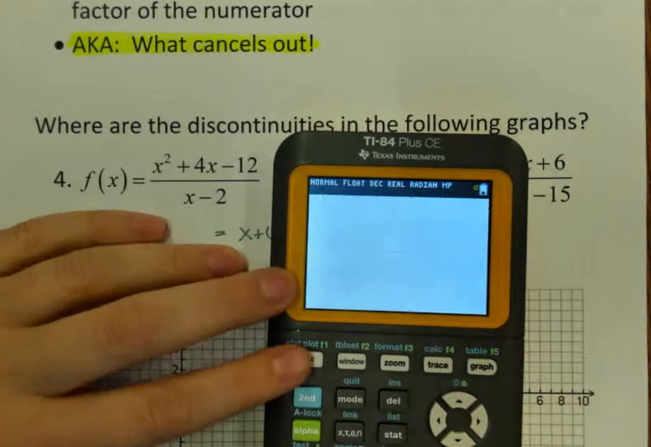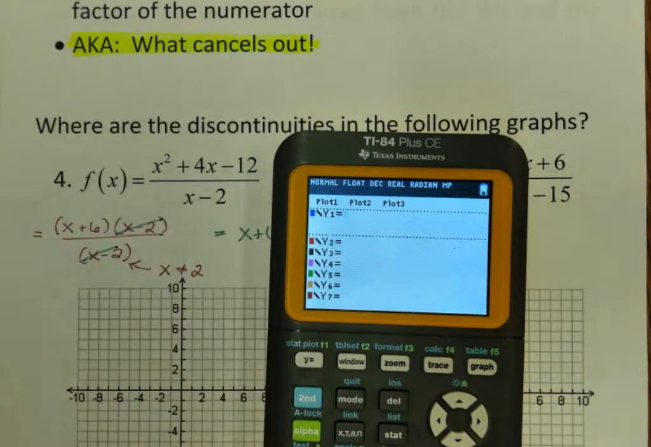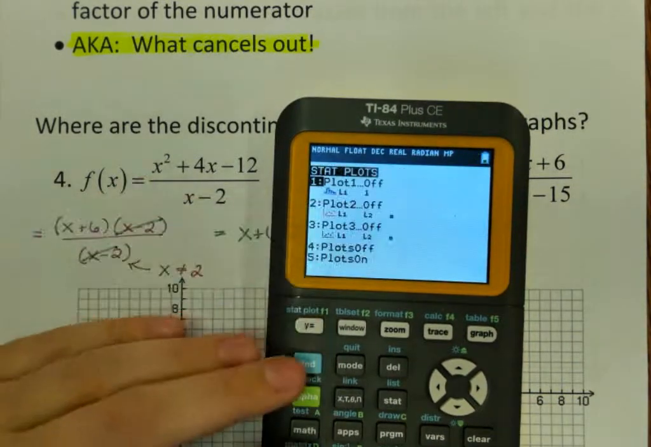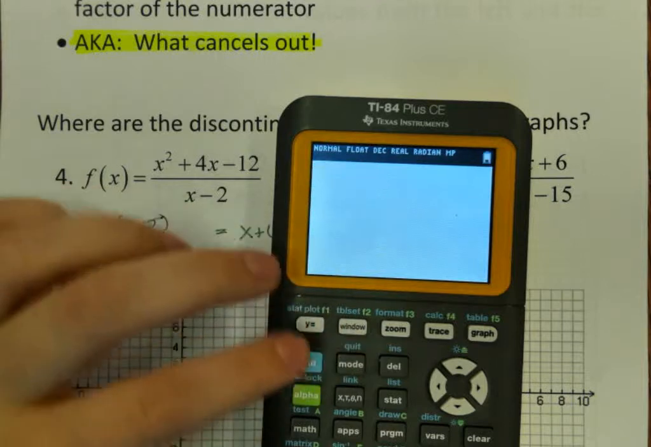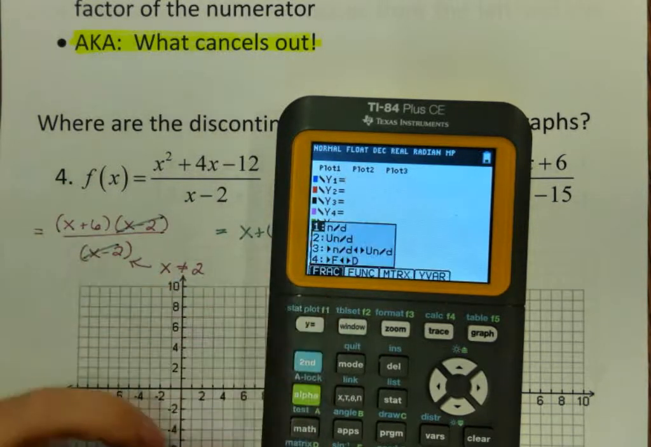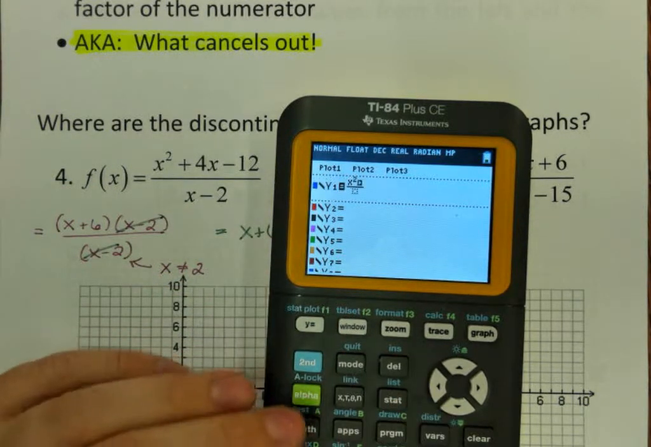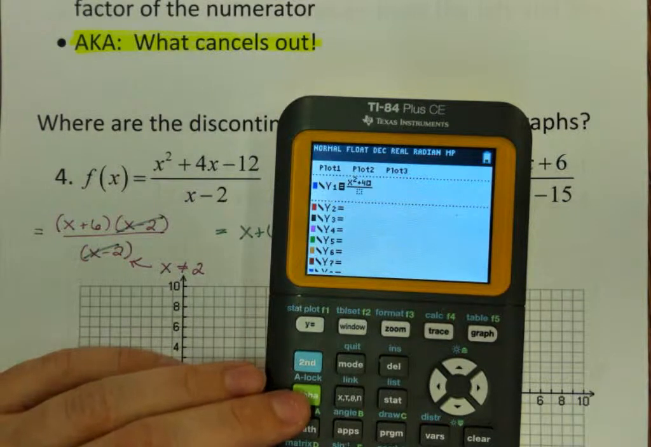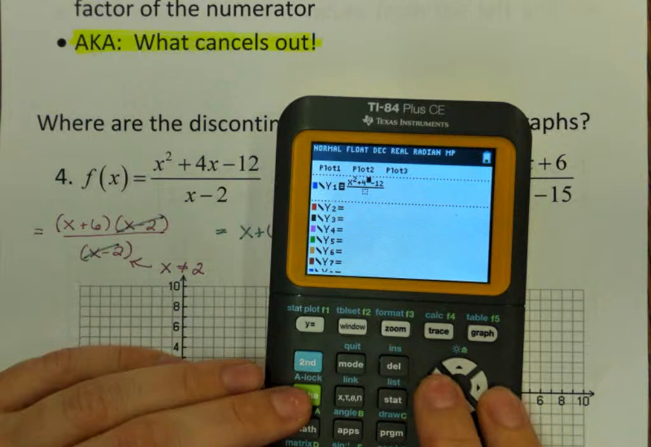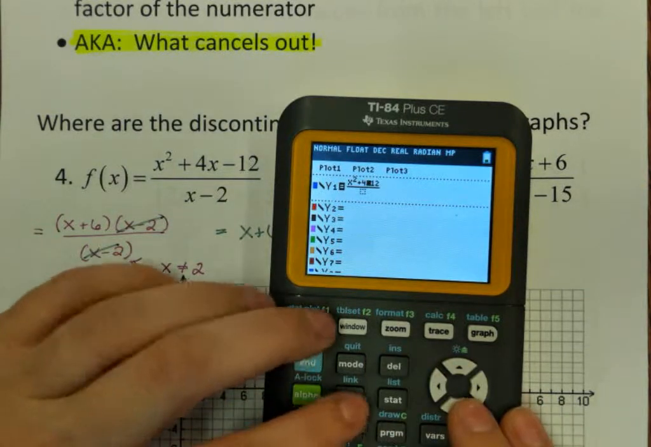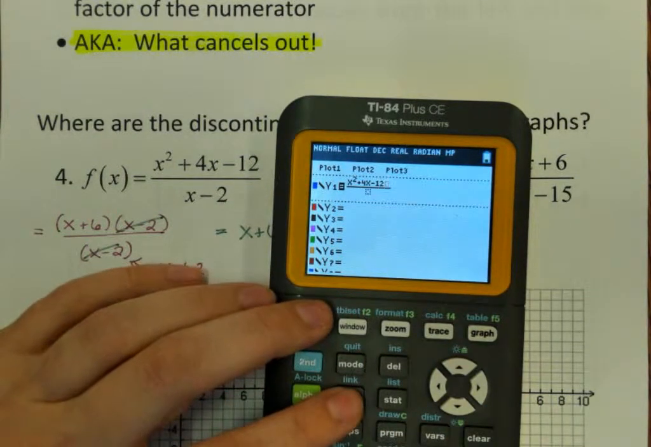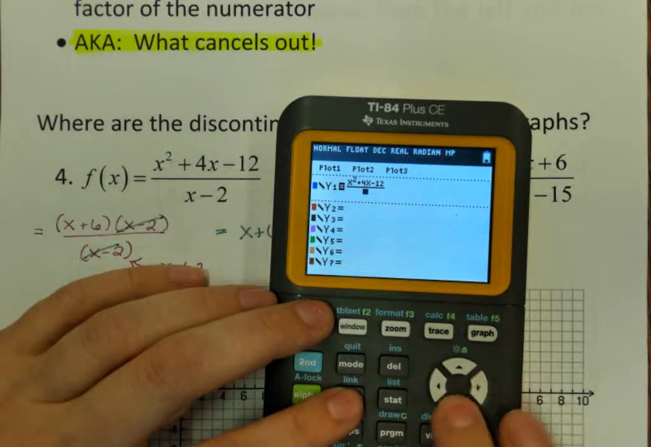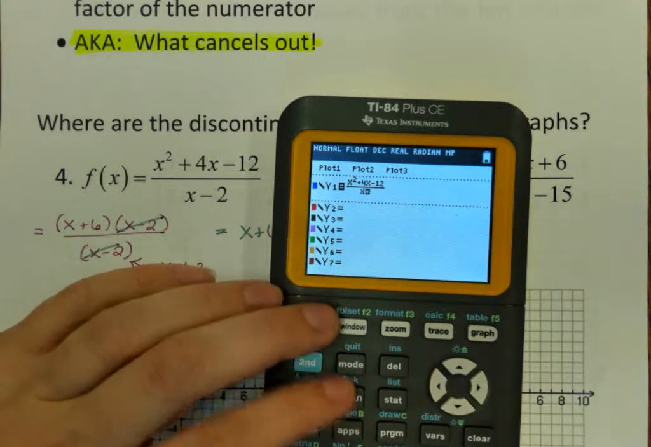So let's take a look. Let's type in the whole original equation. I'm going to type it in my pretty form. X squared plus 4x minus 12 over x minus 2.